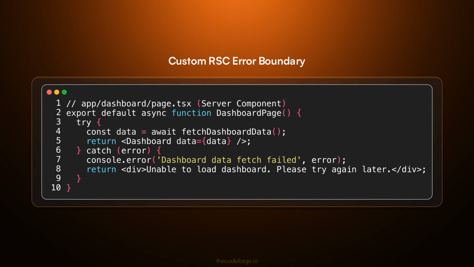Here's a concrete pattern. Wrap your server component's async data fetch in a try-catch that logs the error and returns a fallback UI. This prevents silent failures and provides a user-friendly message.